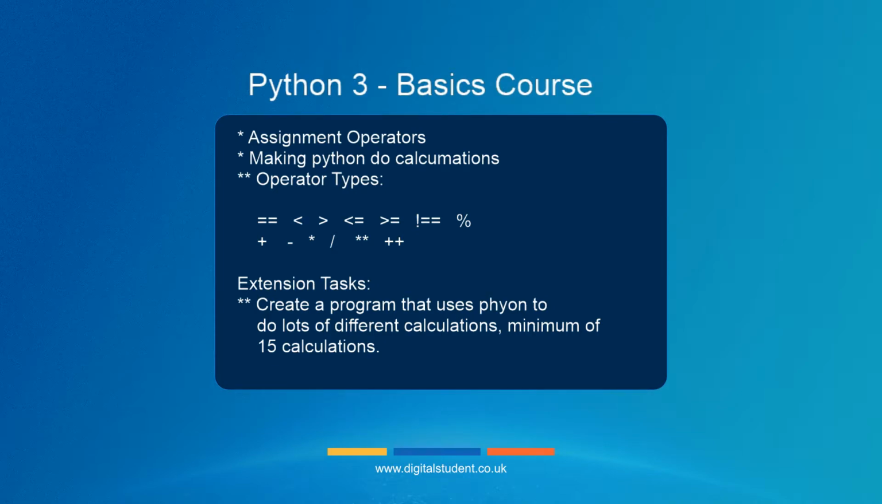The next one is minus, so 1 minus 1. The star is the times, what we use for times tables. The slash is divide. The double star is for when you want to find a power of something. And the plus plus is what we use to iterate over numbers. If you want to grow something by 1 each time or by 2 each time, we use this plus plus. Once we've finished looking at these and putting them into context, I'd like you to create a simple program that does at least 15 different calculations using Python.